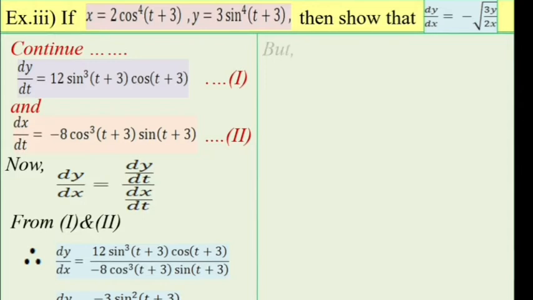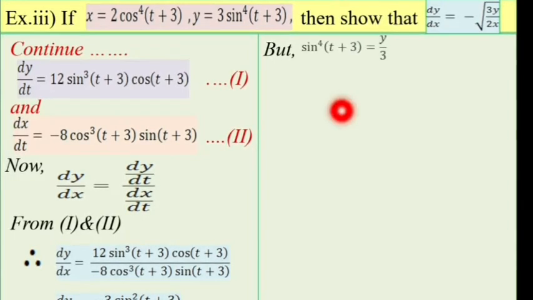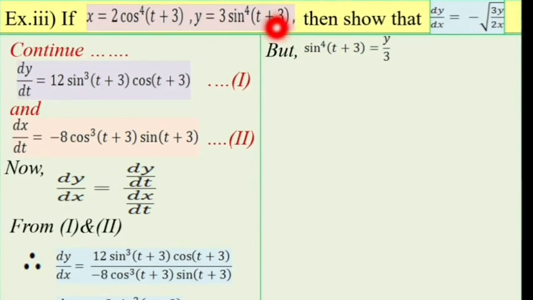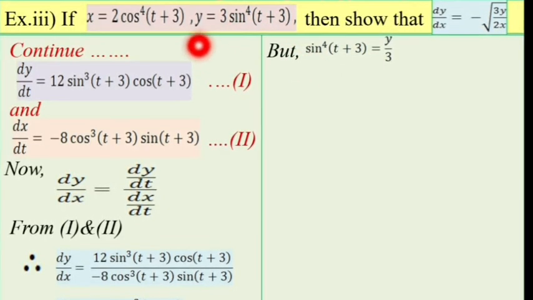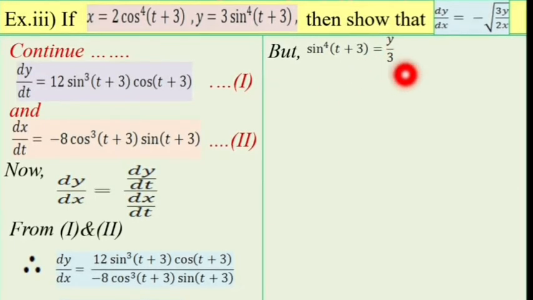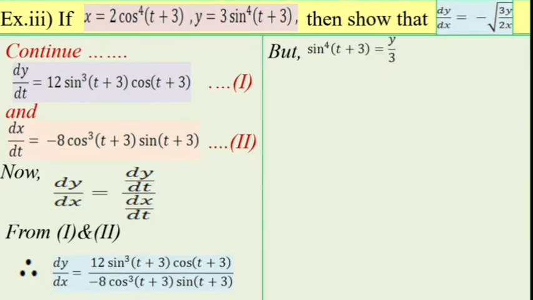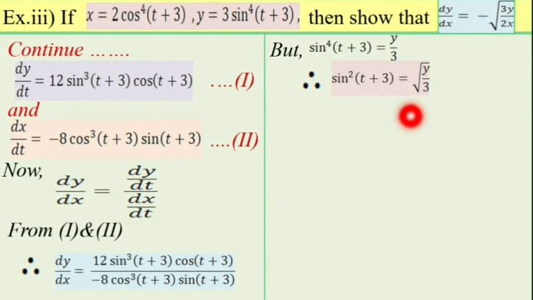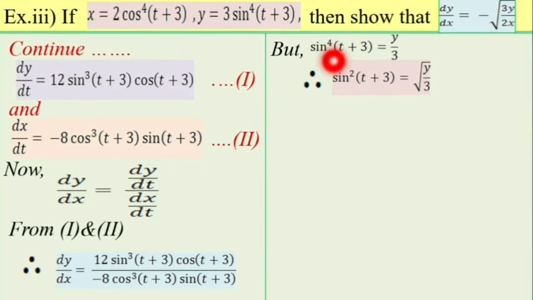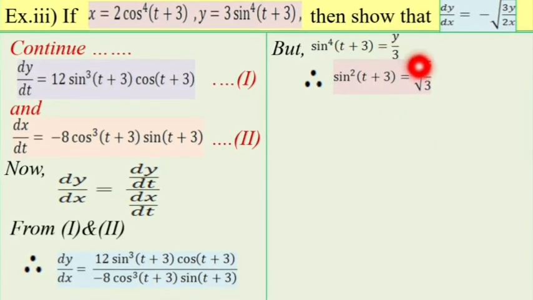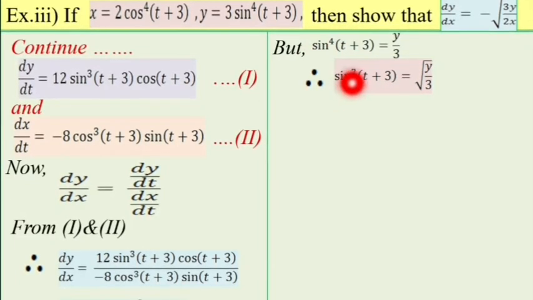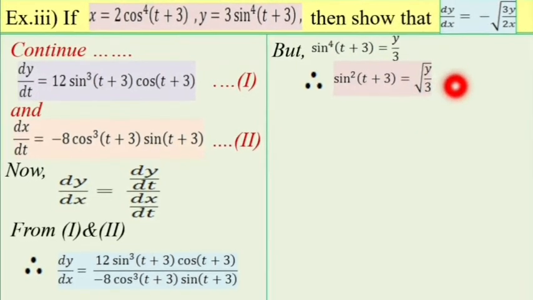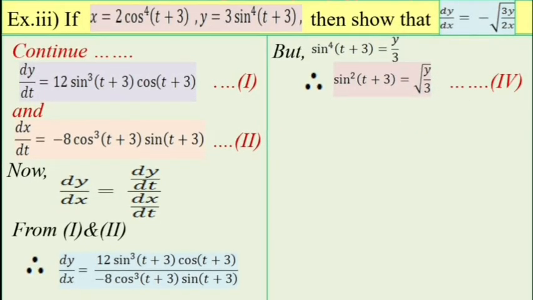Therefore, here y equal to 3 sin raised to 4 of t plus 3. Therefore sin raised to 4 of t plus 3 equal to, 3 being taken to the left hand side, y upon 3. By this equation we can get sin square t plus 3 equal to root of y upon 3. That means taking the square root of both sides, the square root of sin raised to 4 is sin square, and the square root of y upon 3 is root of y upon 3. Let this be the fourth equation.